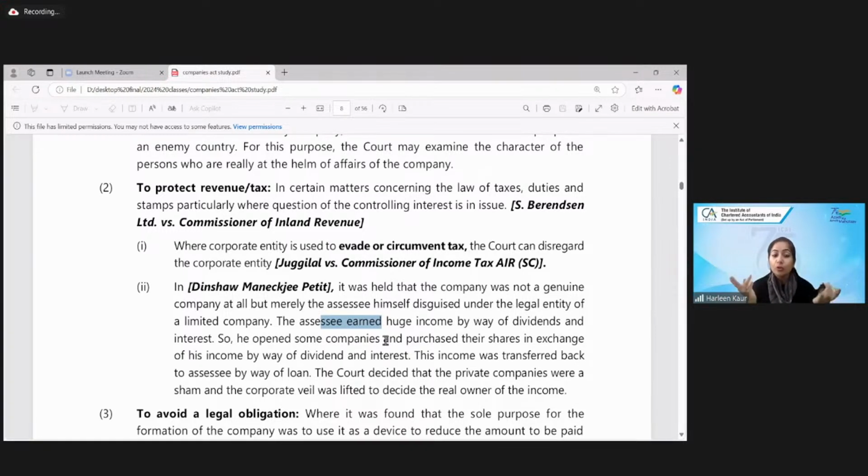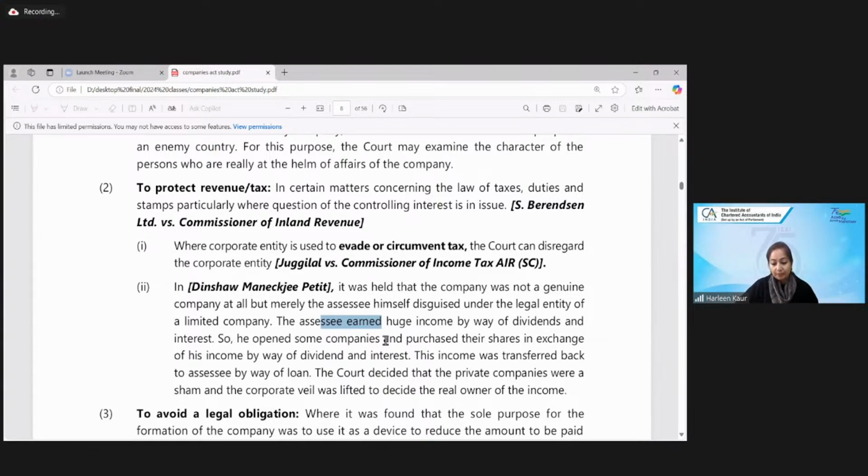So who was the real owner of the income? Dinshaw was the real owner. He was having huge income by way of interest and dividend. He invested that income in 4 different companies and took the income the same way by way of loan. So it was just a circulation of money that he was doing in order to avoid the income taxes. That's why the corporate veil was lifted, and he was held liable for these kind of things.